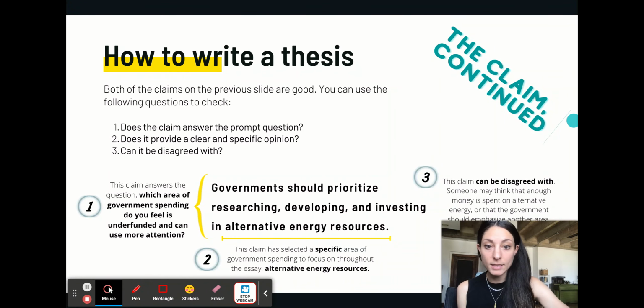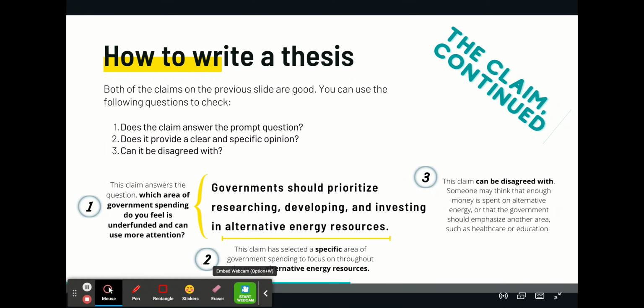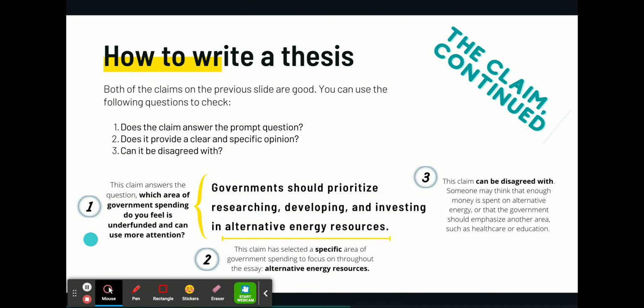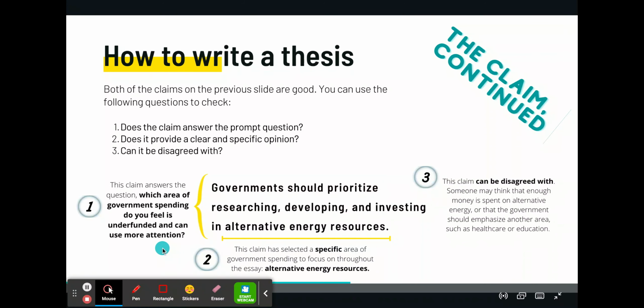So let's look in depth at one of these thesis statements. For number 1, does the claim answer the prompt question? The thesis statement reads, governments should prioritize researching, developing, and investing in alternative energy resources. It does actually answer the prompt question because the prompt question asks, which area of government spending do you feel is underfunded and can use more attention?